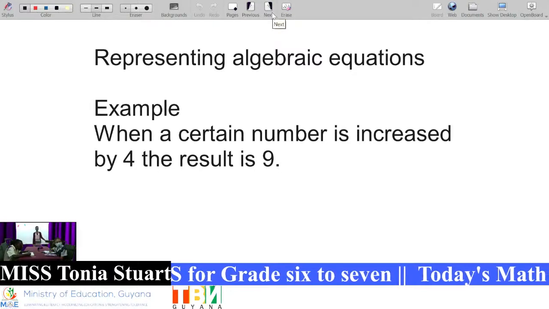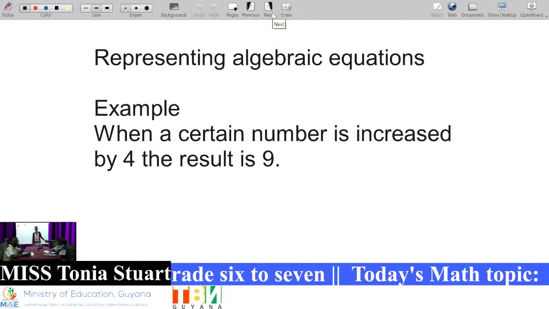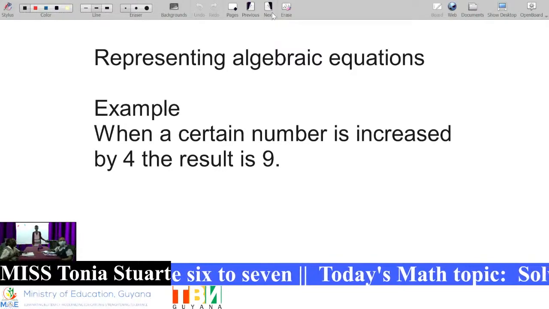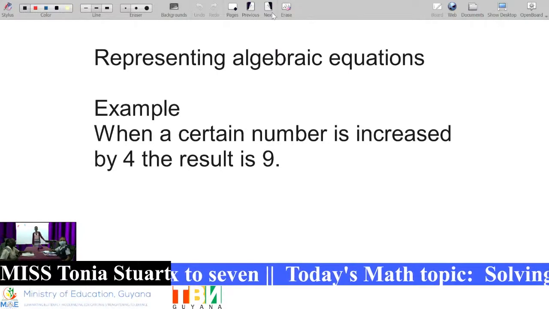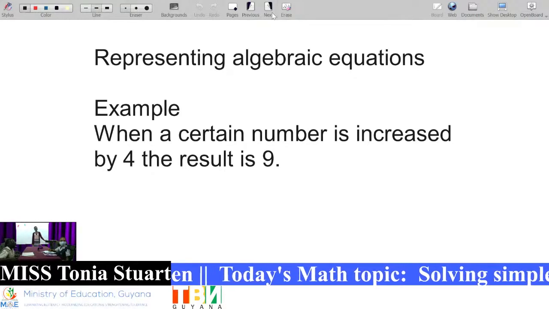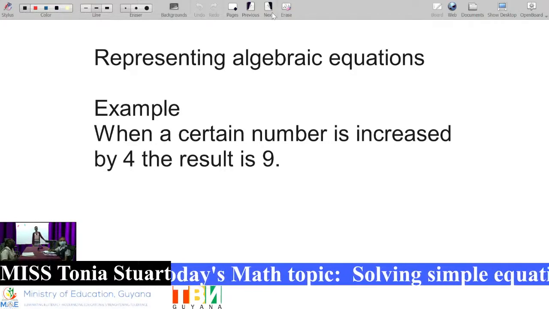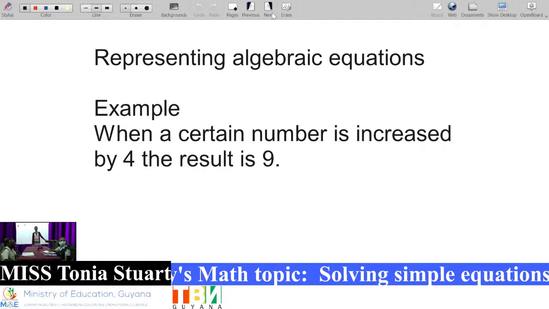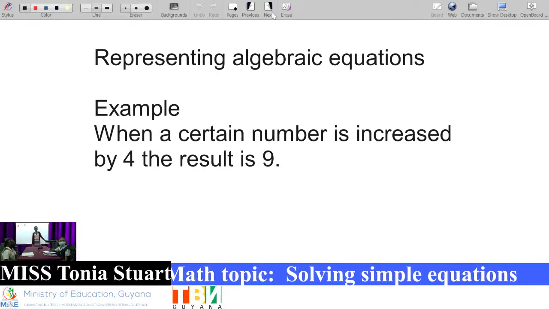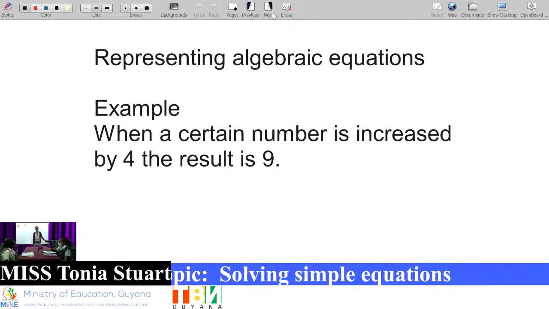Now that we have an idea as to what an algebraic equation is, we can formulate algebraic equations so you can represent them. Just like initially when we examined algebra, we were using symbols to represent the ideas being set out. So I have an example here. When a certain number is increased by 4, the result is 9. So do we know what the certain number is? We do not know. We said a certain number, so we're not sure what that number is.